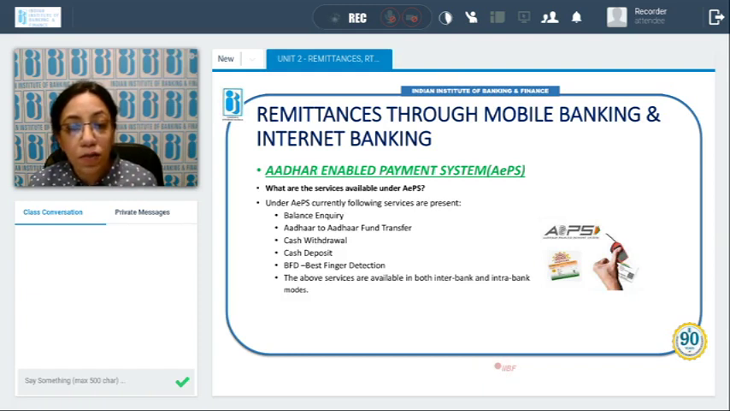What are the services which are available under Aadhaar enabled payment system? Under AEPS currently following services are present. Balance inquiry of an account can be done. Aadhaar to Aadhaar fund transfer can be done. Cash withdrawal, cash deposit, best finger detection is here. The above services are available in both interbank and intra-bank modes.